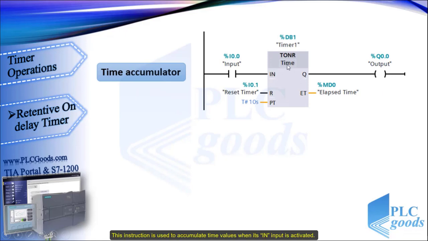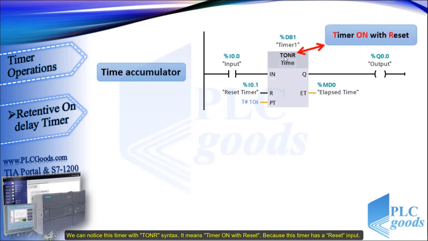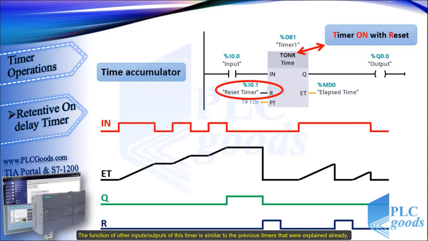This instruction is used to accumulate time values when its IN input is activated. We can notice this timer with TONR syntax. It means timer on with reset. Because this timer has a reset input, the function of other input outputs of this timer is similar to the previous timers that were explained already.